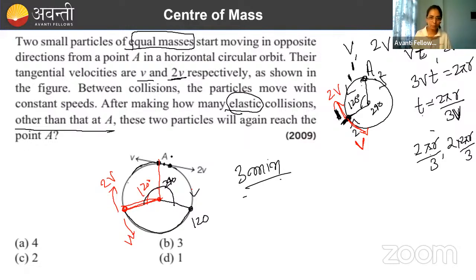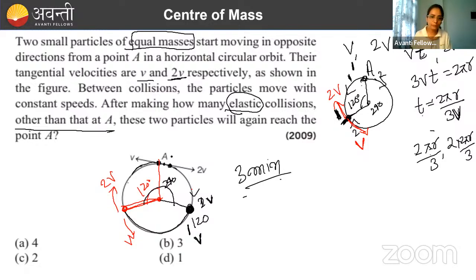So where are they colliding the second time? Second time they are colliding here. Done. And here, what was the velocity of the first particle? Its velocity was 2v, and the velocity of the other particle was v.